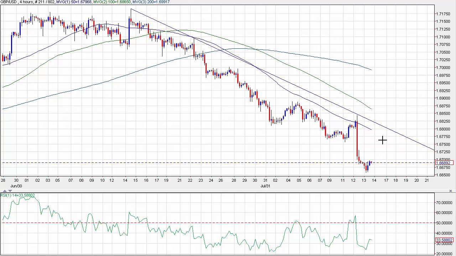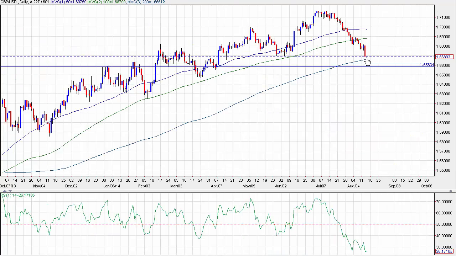Otherwise, we might still have downside if we break below the 200-day moving average. We have downside towards this 1.6580 area, which represents a common low and previous resistance, so support resistance area around 1.6580 as the next support.